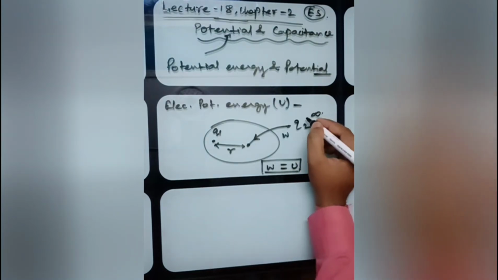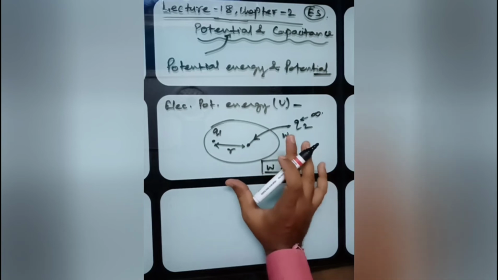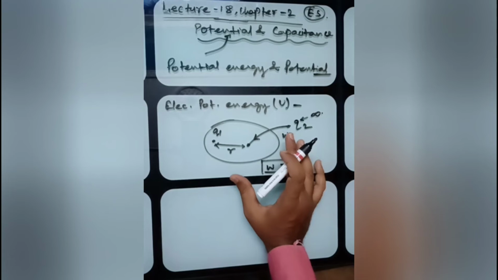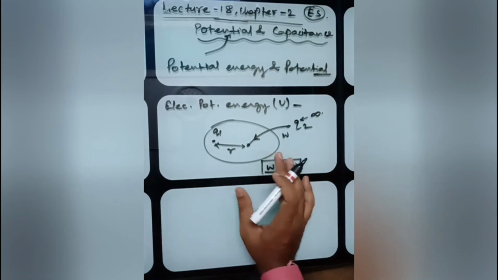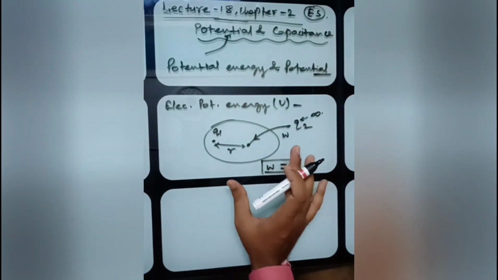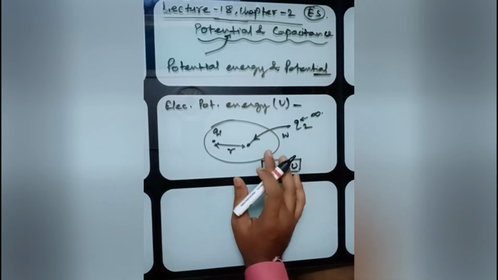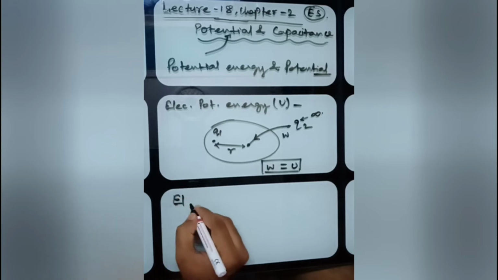Remember, from infinity you are bringing this charge, and both Q1 and Q2 we are considering here as point charges. Even this formula can be applied for a charge which has a distributed charge. But the formula we will get will be applicable for point charges, and if the charge is not a point, then we will apply mathematical integration. Okay, now electric potential. Definition of electric potential.